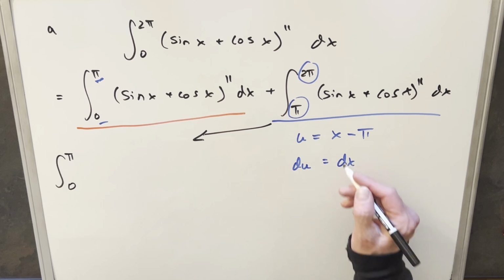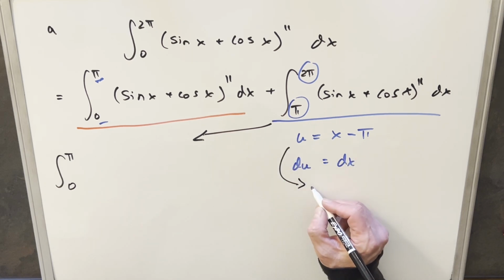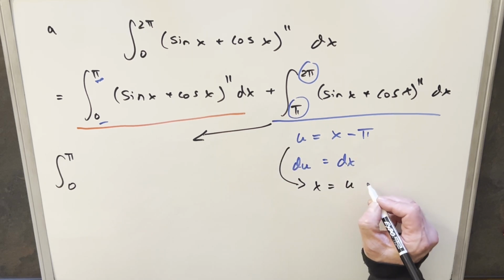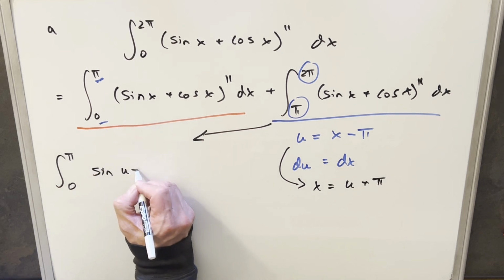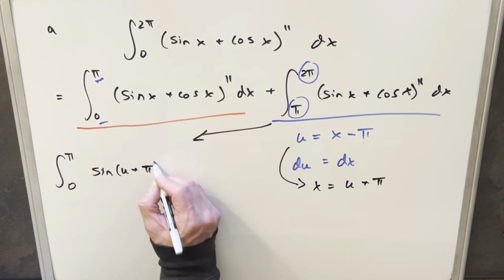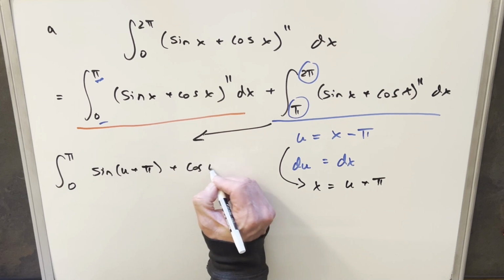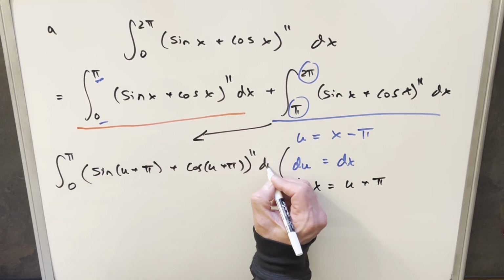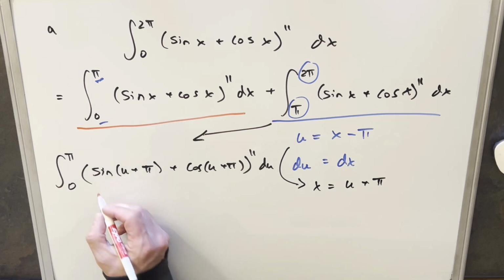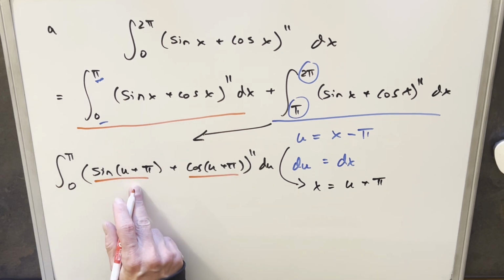Then let's do the rest of this stuff. But actually, let's get a value for x. Solving for x, we have x equal to u plus pi. Then we do the substitution. We have sine of (u plus pi), and for the second one we have cosine of (u plus pi), and this is all to the 11th, and we'll sneak in a du. But then we have identities that we can use for this and this. It's very easy to see this from a graph.